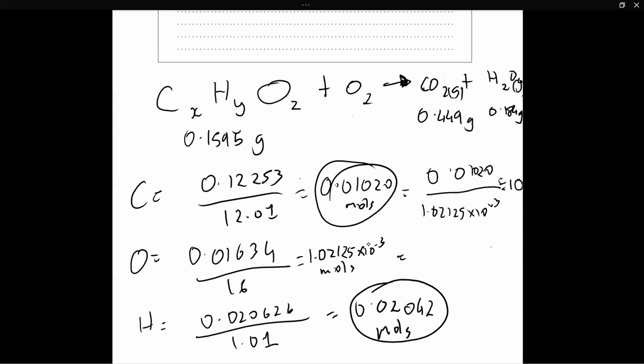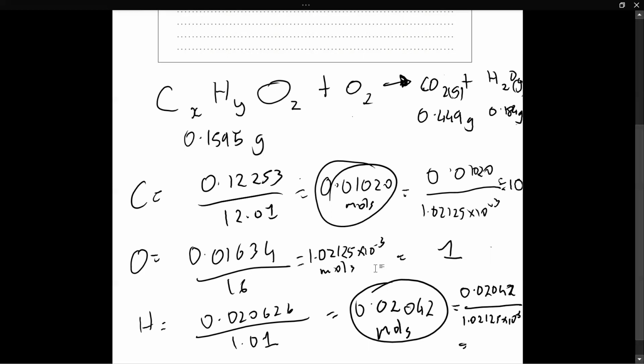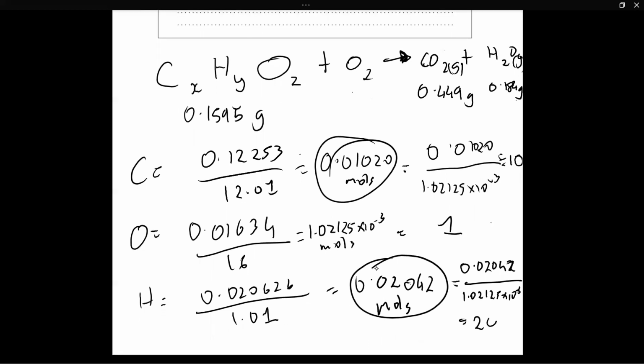Then we divide this by itself. If we divide 1.02125 times 10 to the negative 3 by itself, you're just going to get the answer as 1. And if we do 0.02042 divided by 1.02125 times 10 to the negative 3, you get your answer as approximately 20. If you put this into the calculator, you'll get something around 19.88, but again, we round it up.